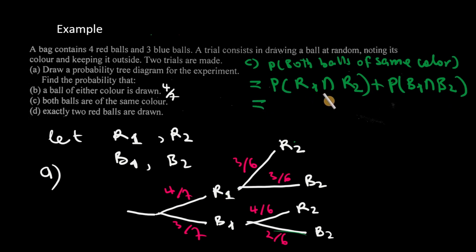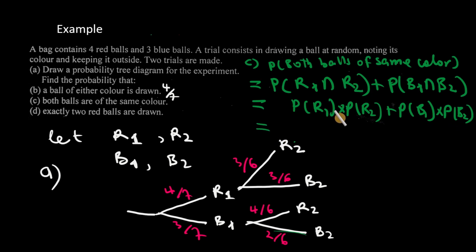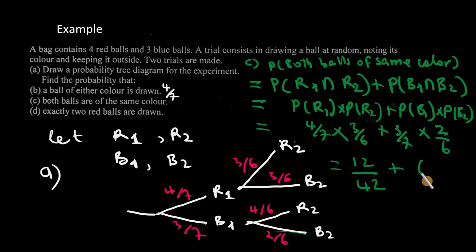And you know that probability of R1 intersection R2, they are independent, so we have probability of R1 times probability of R2 plus probability of B1 times probability of B2. Probability of R1 is 4 on 7 times probability of R2, which is 3 on 6, plus probability of B1, which is 3 on 7 times probability of B2, which is 2 on 6. From here you see 4 times 3 is 12 on 42 plus 6 on 42, which is equals to 12 plus 6, 18 on 42. And you see 6 can go to 18 3 times, 6 can go to 42 7 times, which is the same like 3 on 7.